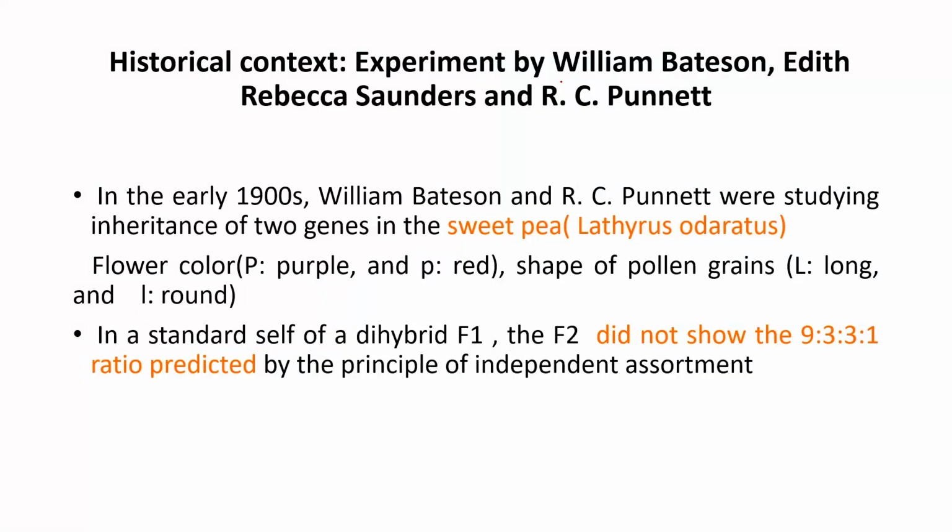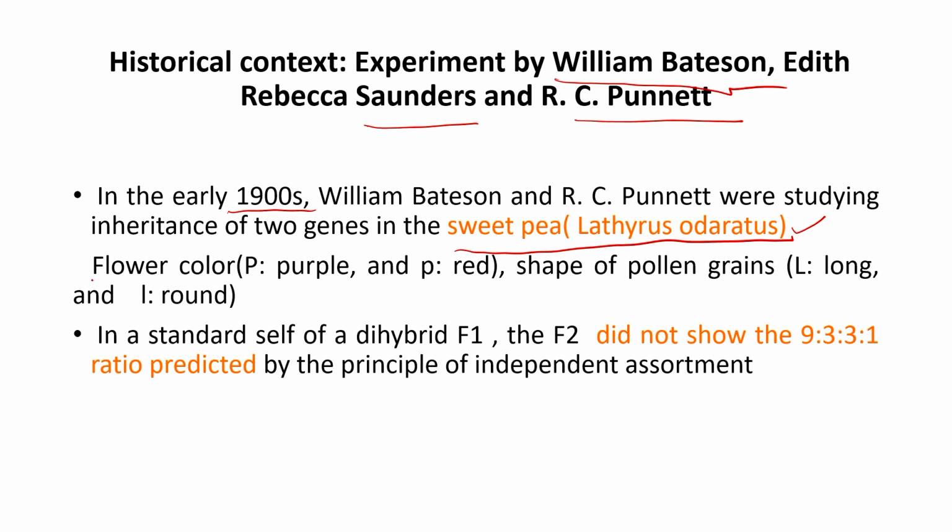Now, coming back to today's context, it is the experimental work done by Bateson, Saunders and Punnett. What they were doing is that they were also trying to understand genes. It was around 1900, when the Mendelian principles were already discovered, and people were trying to understand genes in different organisms. These people were working on sweet pea. Remember, Mendel was working on garden pea, and these people were working on sweet pea. And what were they focusing on?